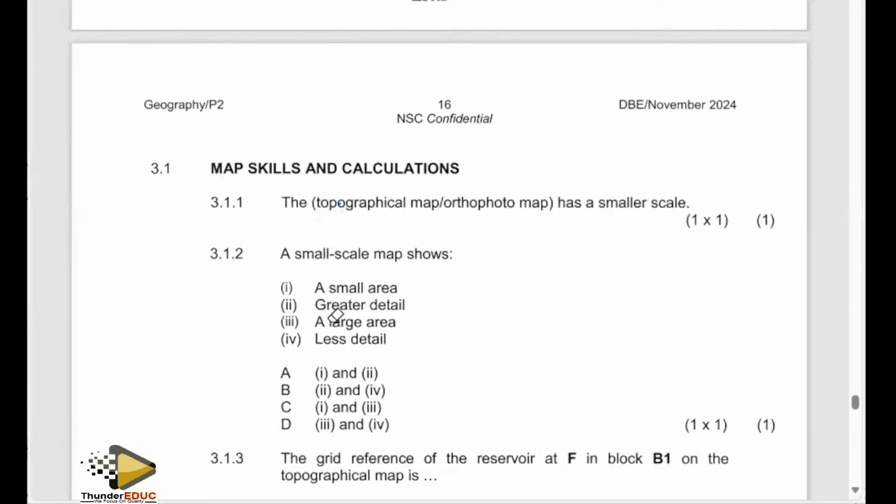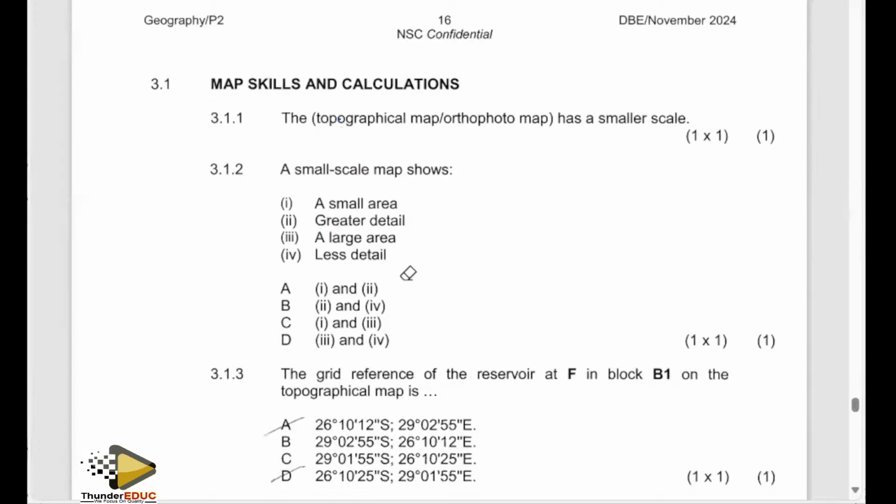The map scale shows a map scale. A small scale map shows what? A small scale map like a topographic map. It shows a small area. That is wrong. A small scale map shows a wide area. It shows greater detail. That is wrong. Some information is left out because of the area coverage.